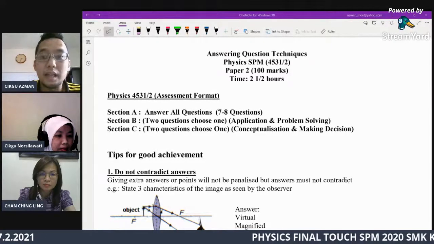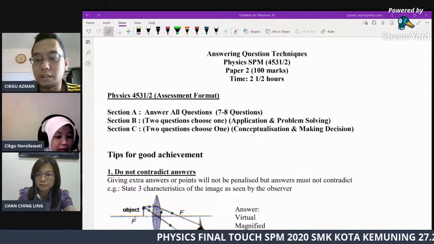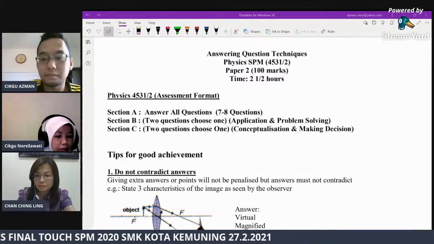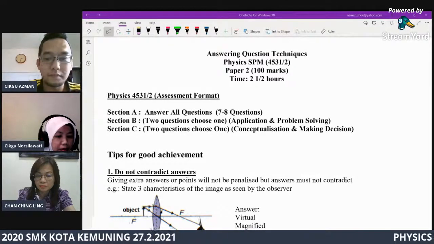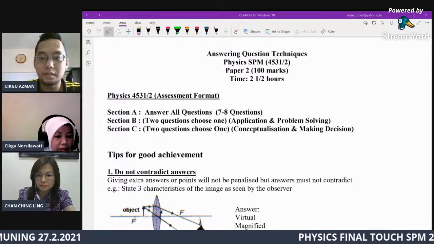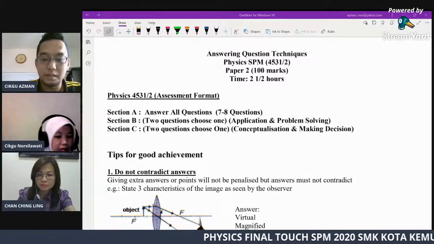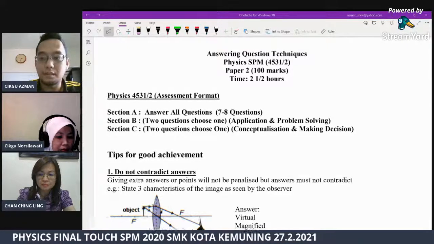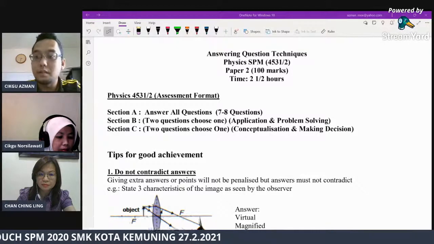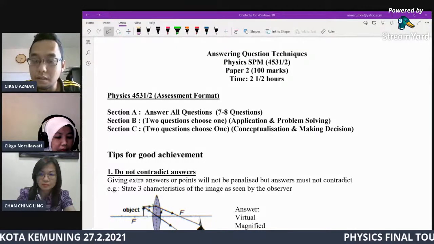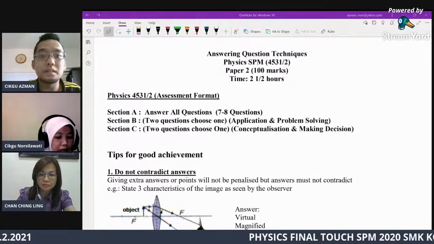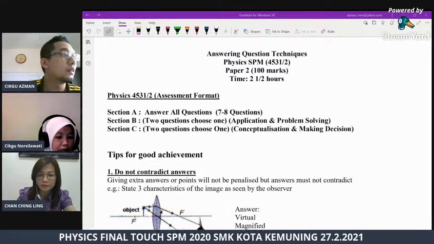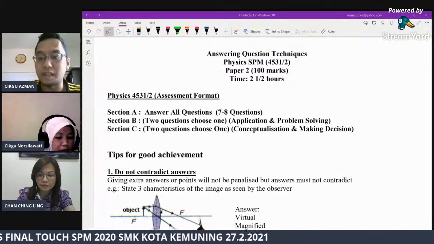Okay, boleh dengar ke suara cikgu? Tolong komen. Okay, boleh dengar ke suara cikgu? Okay, boleh dengar ke? Alright, okay, boleh.